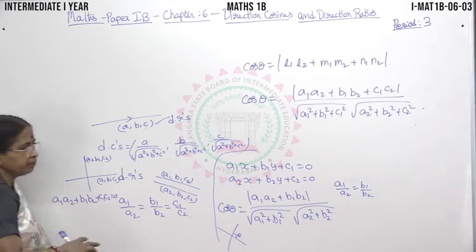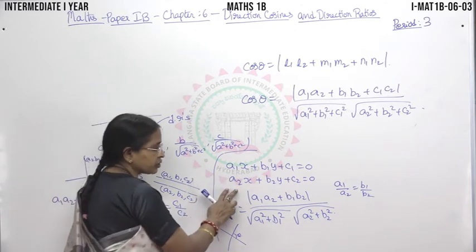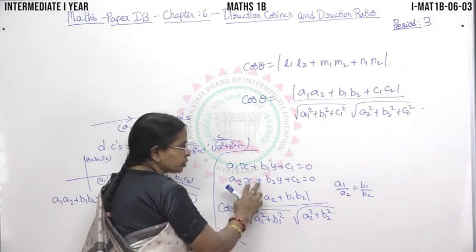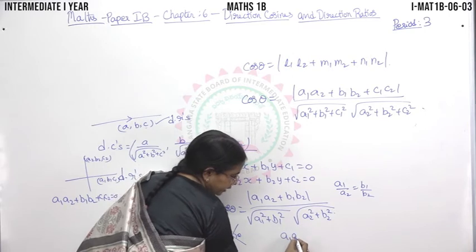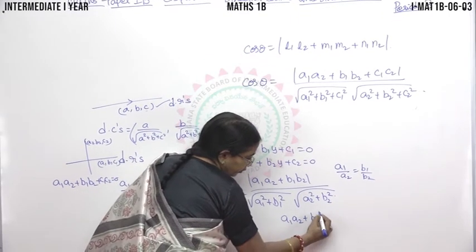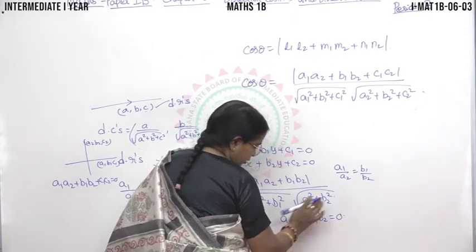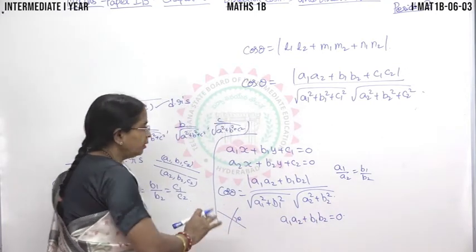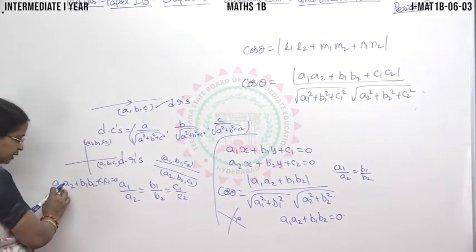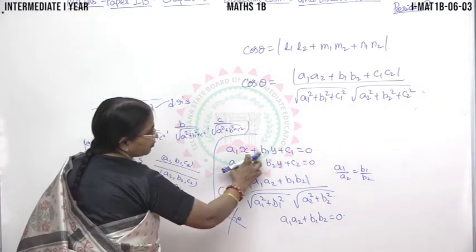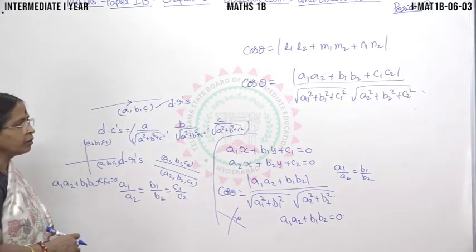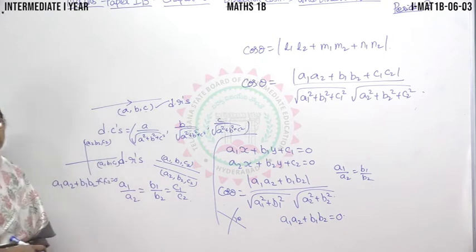Now in the case of straight lines also, when these two lines are perpendicular to each other, then they satisfy the condition A1 A2 plus B1 B2 is equal to 0. That's all. In three dimensions it is this, but these are the direction ratios. And here they are the coefficients of x and y accordingly. Okay, now we'll summarize and write all these points.